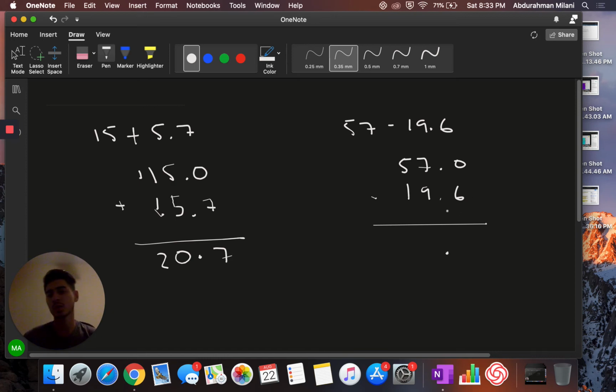0 minus 6, we can't do that, so we're going to have to borrow from this side. So that's going to become a 6. That's going to become a 10. That's the circle, by the way. So 10 minus 6, that gives us 4.